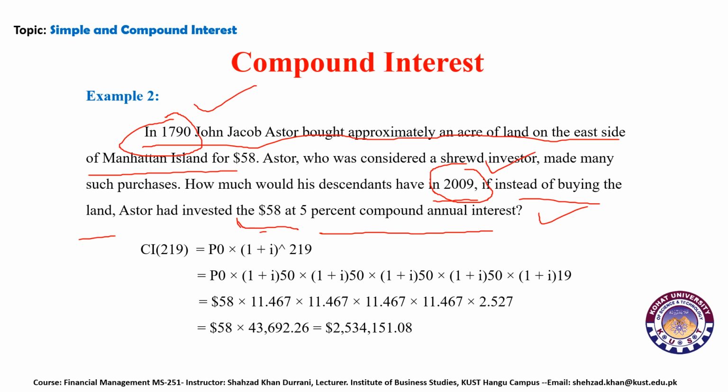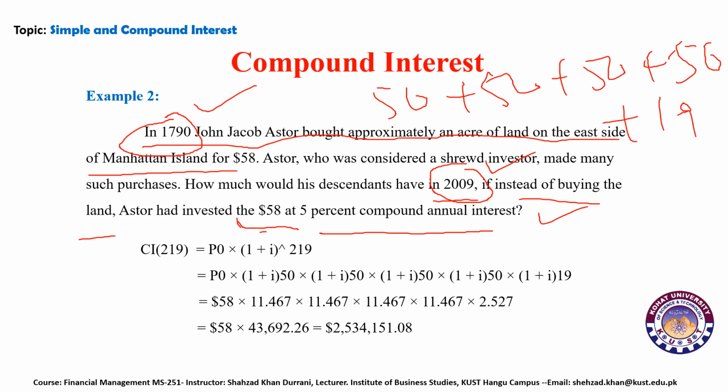So the principal amount, or you can call it the present value, into 1 plus I raised to 50. This 219, we can split it. Can we write it like this: 50 plus 50 plus 50 plus 50 and plus 19? We can write it like that, right? Because 50, 100, 150, 200, and then 219 we have. So we will try to divide it into years. First we will find it for the 50, and then 50, and then we will multiply all of them, and then you will get the amount.